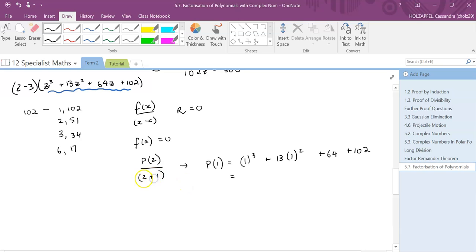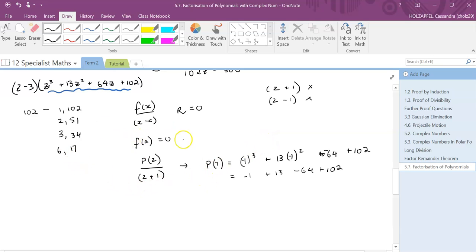What I will test though is I will just change this. So if I divide this by a linear factor z plus 1, then I would substitute in negative 1. So now I'm just going to change all of these for a negative value, and this was 64 times by 1, so this is going to be minus 64 now. So let's see if that's going to give us a remainder of 0. So negative 1 plus 13 minus 64 plus 102. Still don't think that's going to be balanced because that 102 is going to be a lot more than the minus 64. So those are not factors. So what did we try? We've tried z plus 1, we've tried z minus 1, and neither of those two were factors.